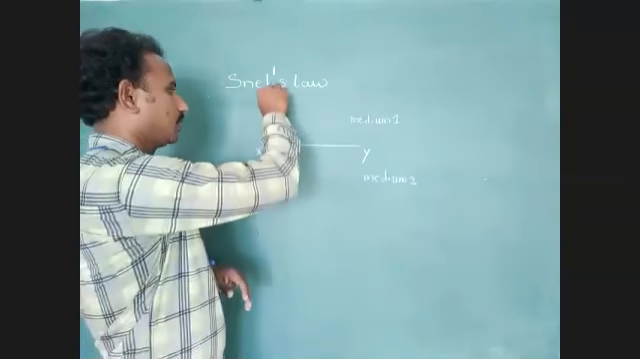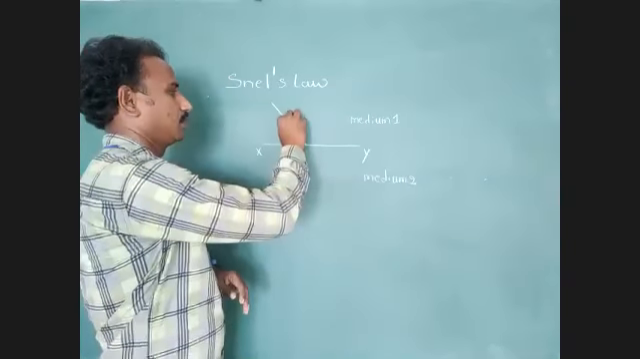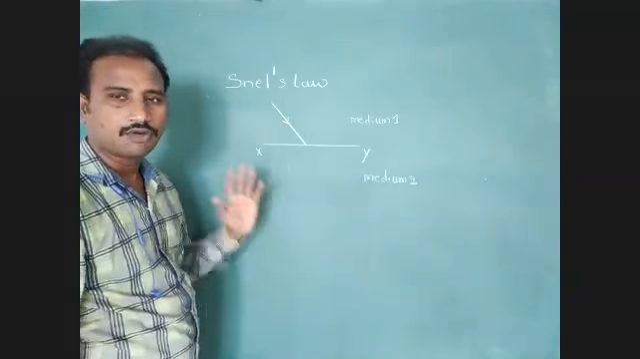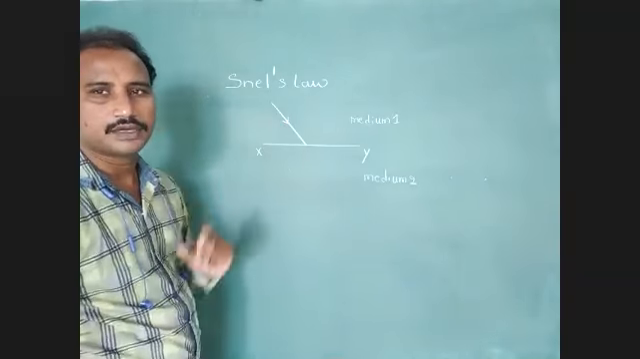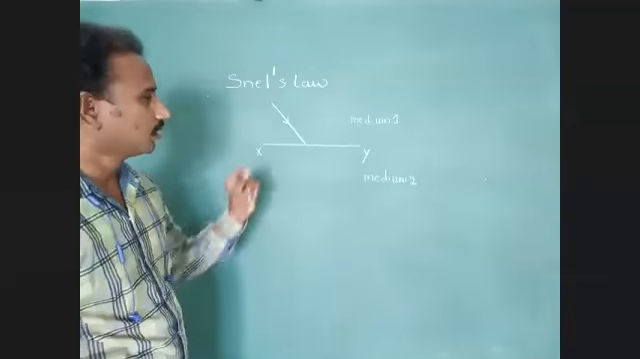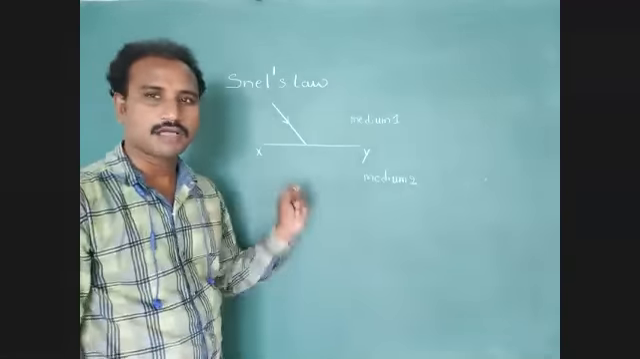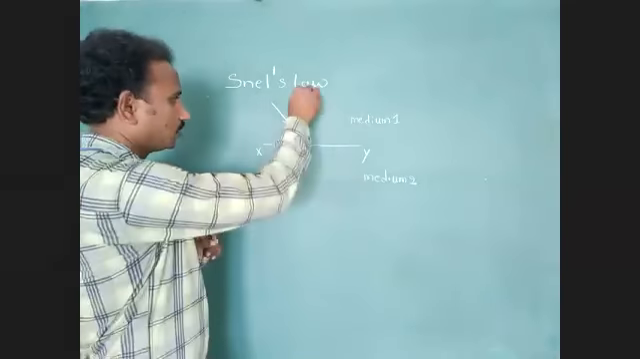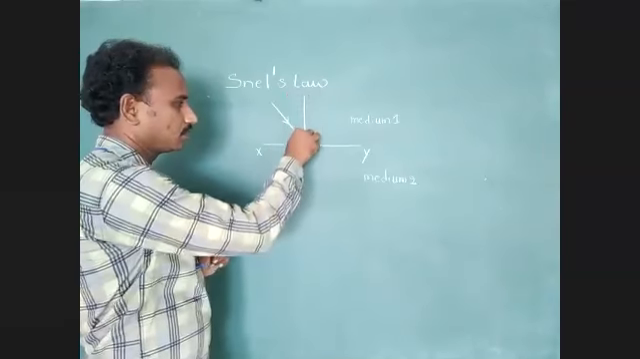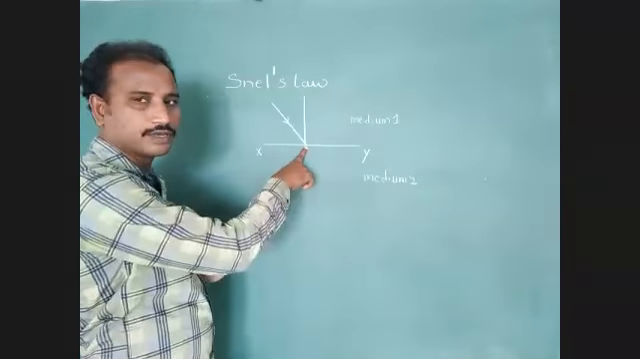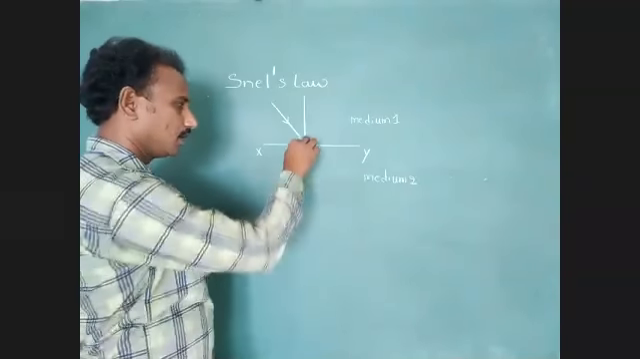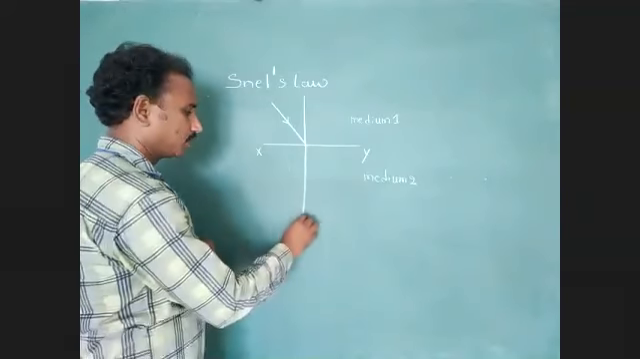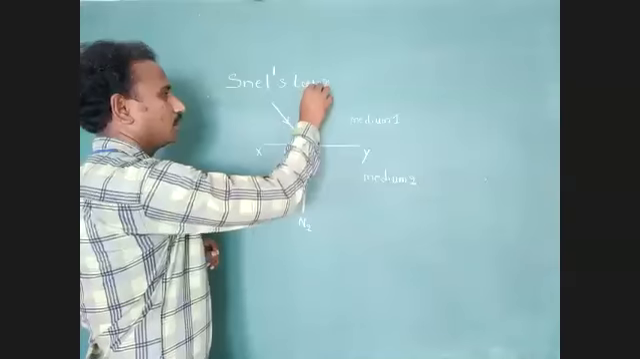Now consider the direction of the incident ray. This represents the incident ray. Draw one normal. What is the necessity of the normal? The normal is required to explain the path of the incident ray. The normal is always perpendicular to the refracting surface at the point of incidence. In both the media we have to represent the normal.